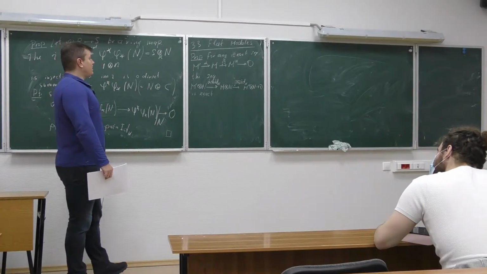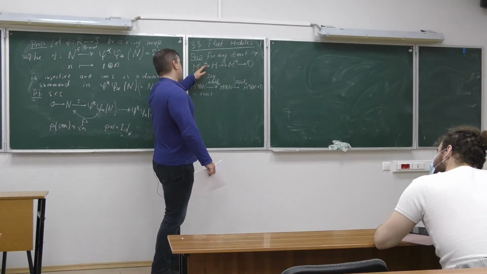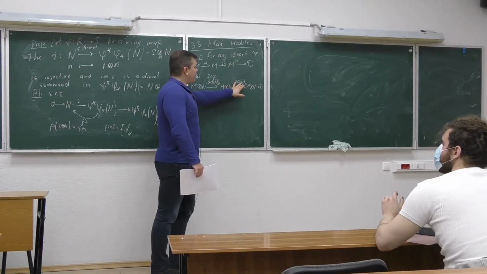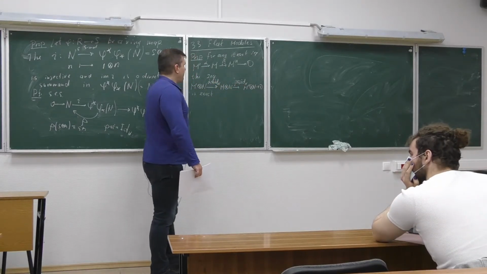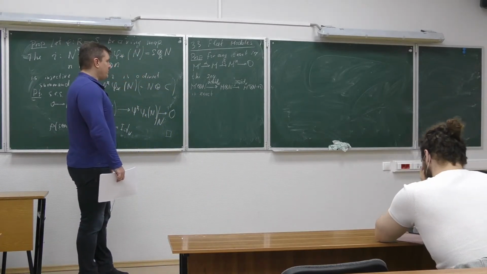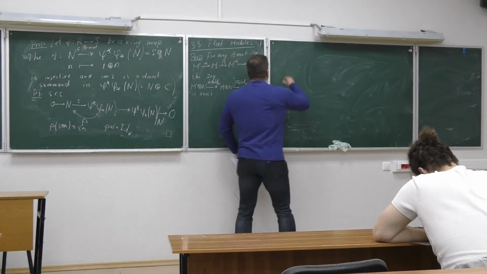So in other words, if you have a surjective map, the tensor product of a surjective map and the identity is still surjective. And from this, if you want, you can derive that the tensor product of two surjective maps is surjective. But anyway, let's check that this is true.